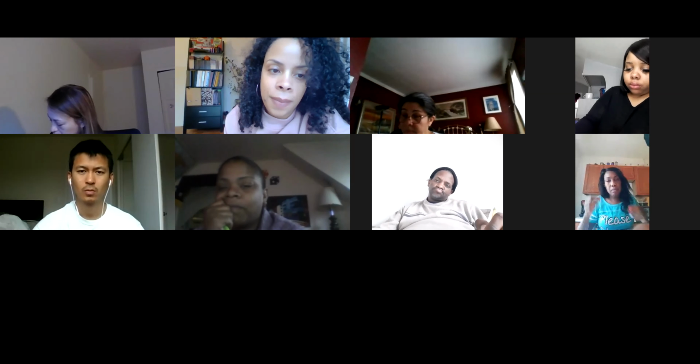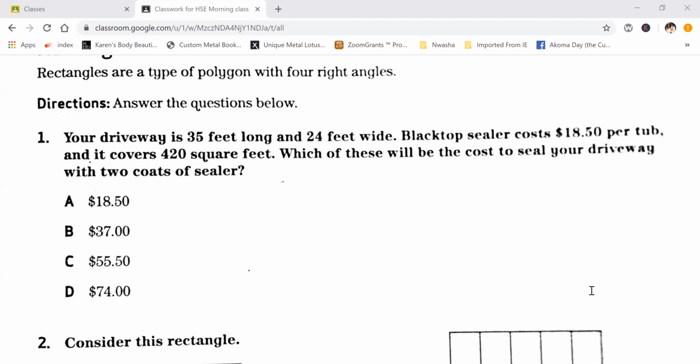So let me go back to the page. So this is one where you're doing multiple things, right? Because the answers that could be there are A, that you're just gonna buy 1 tub, B, that you're gonna buy 2 tubs, and then D, that you're gonna cover the driveway twice. So that's really gonna be that you have to buy 4. Any questions about that one? I got it.